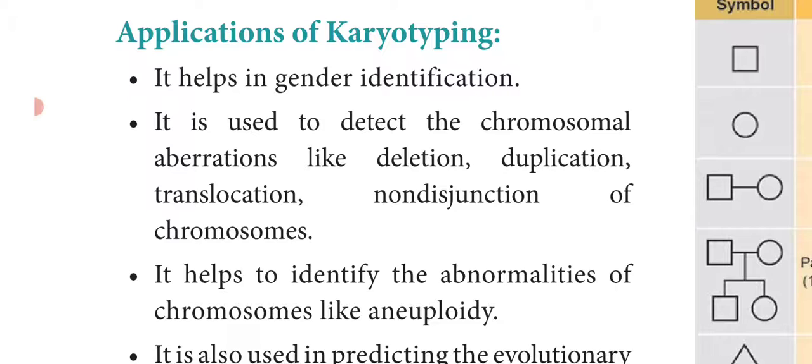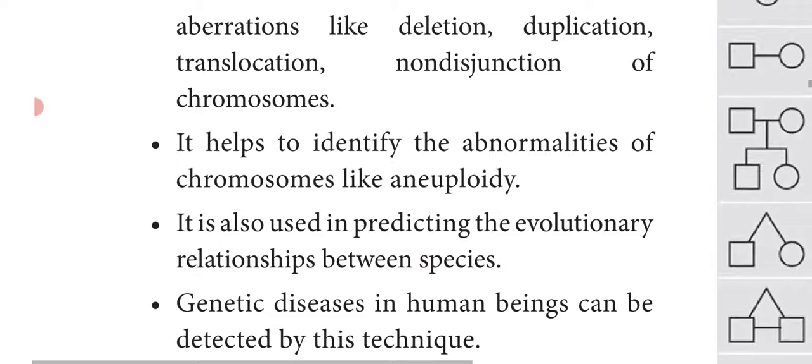The karyotyping technique also helps to identify abnormalities of chromosomes. It is also used in predicting the evolutionary relationship between species, whether they are related, whether their ancestors are related. So we are able to predict the evolutionary relationship.